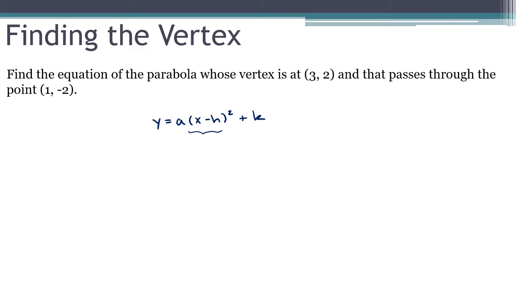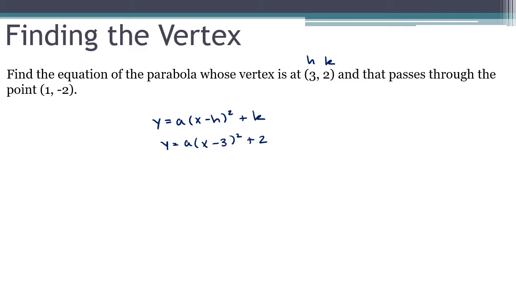And that number was the y coordinate of the vertex. So this is what's often called the vertex form. This h and k, those are the coordinates of the vertex. So those are 3 and 2. All right, so let's drop those in here. y equals a(x minus 3) squared plus 2.